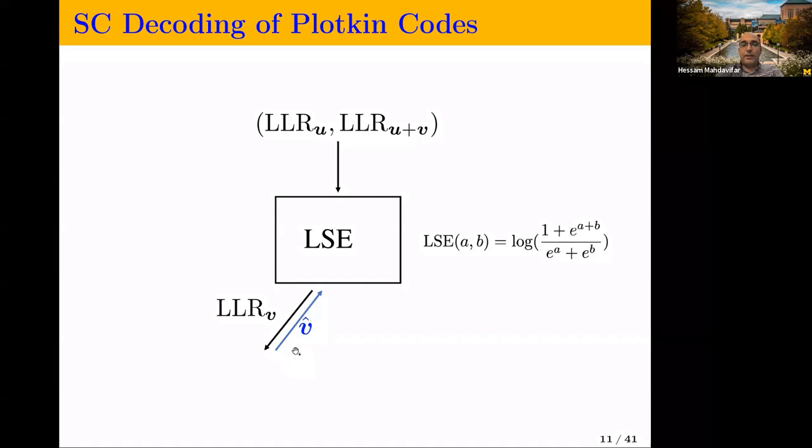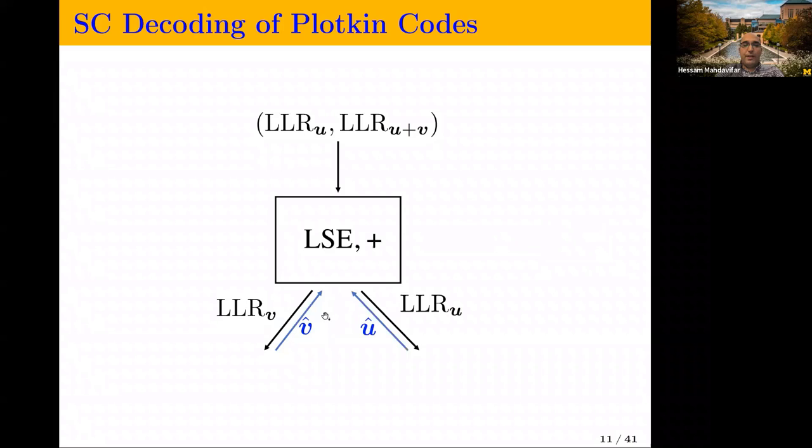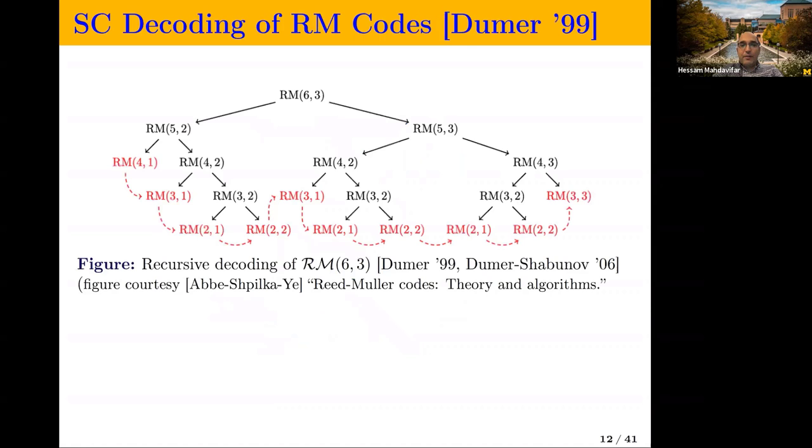Suppose it decodes it for us and gives us v hat. Then using v hat and just the plus operation, we can think of it as canceling it out from u plus v. Then we have two copies of u. We just sum up the LLRs and we get the LLR for u. The other component decodes that for us and gives us u hat. So that's the successive cancellation decoding, and we can do that recursively. We can also do the reverse operation if you care about decoding the coded bits rather than just the information bits. So we can do this recursive decoding for Reed-Muller.